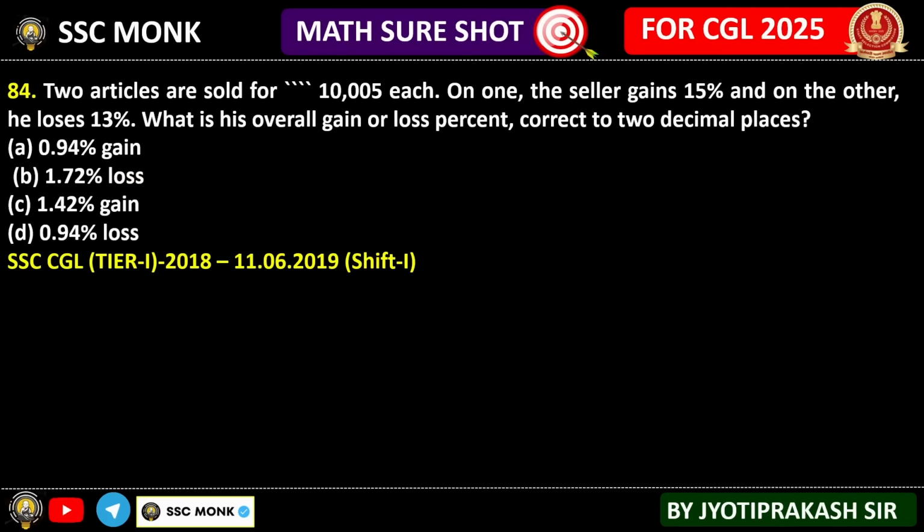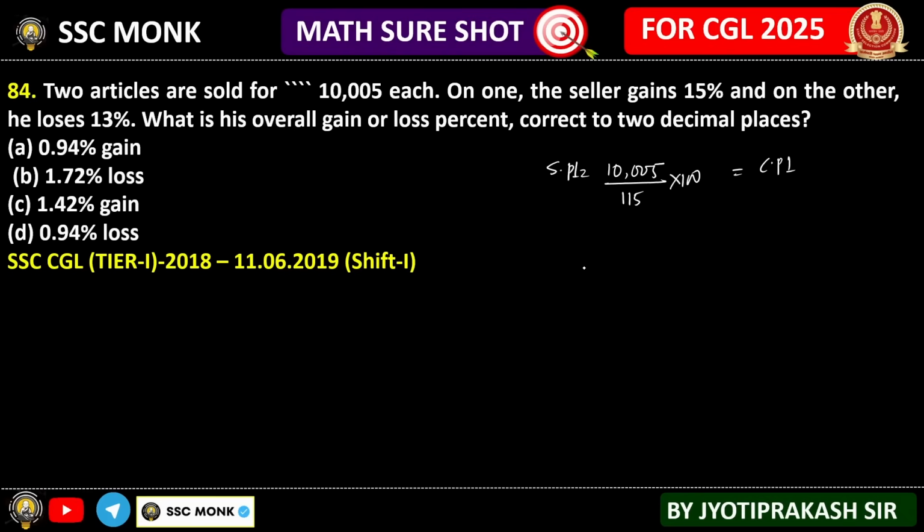Next, 2 articles are sold for 10,005 each. On one, the seller gains 15%, and on the other, the seller loses 13%. What is the overall gain or loss percentage, correct to 2 decimals? So this is talking about the selling price, that is 10,005 rupees. For selling price 1, this is at 15% profit, that means 115 against 100. That will get me the cost price of 1.